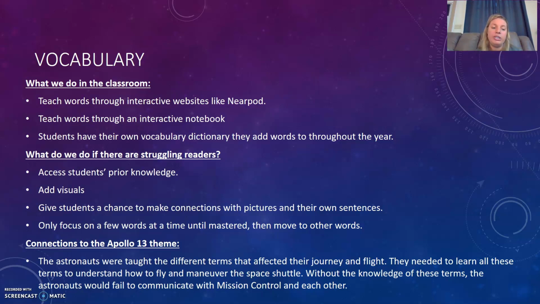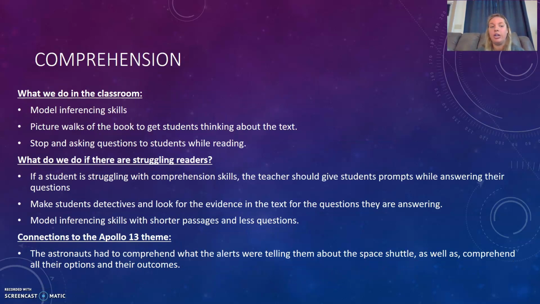Connections to the Apollo 13 theme: the astronauts were taught the different terms and terminologies that affected their journey and their flight. They needed to learn these terms to understand how to fly and maneuver the space shuttle. Without the knowledge of these terms, the astronauts would fail to communicate with mission control and each other.